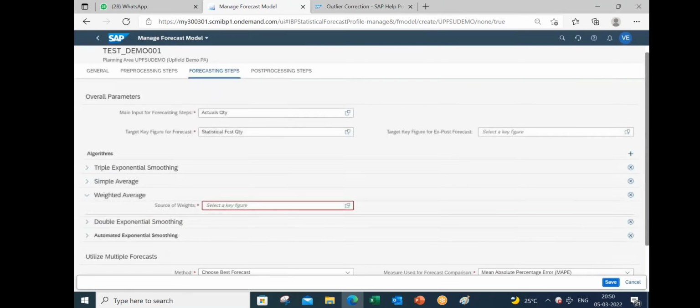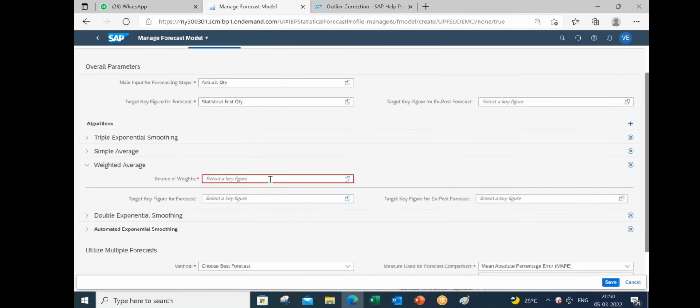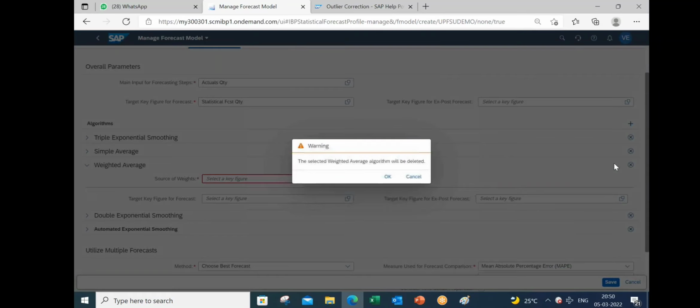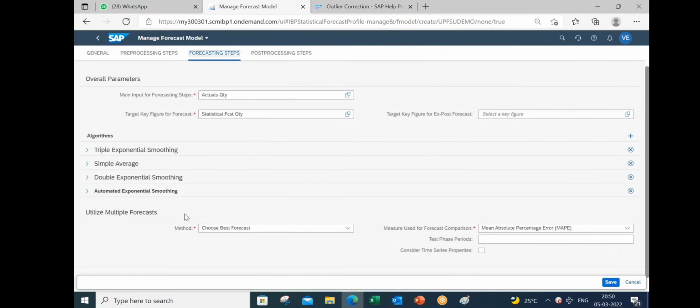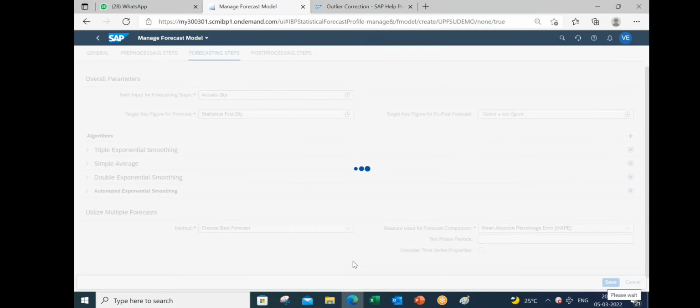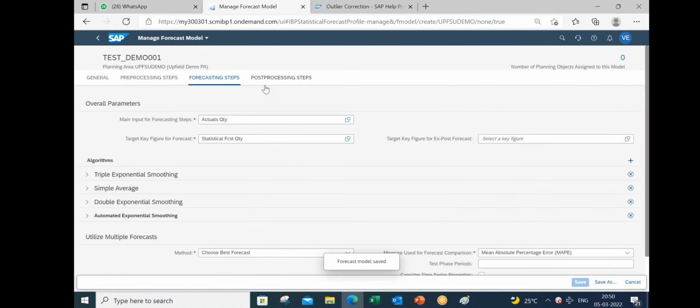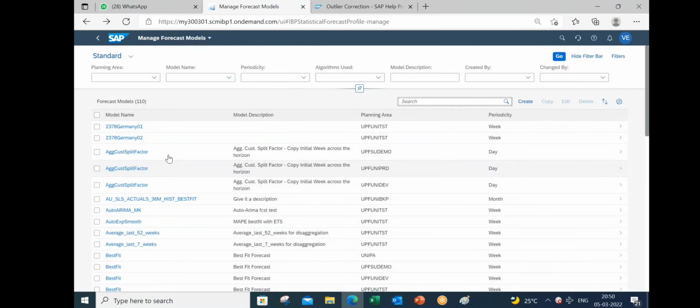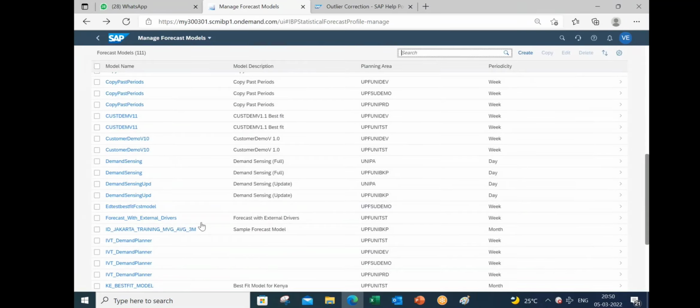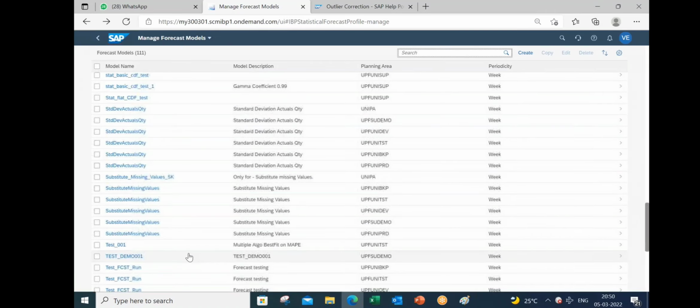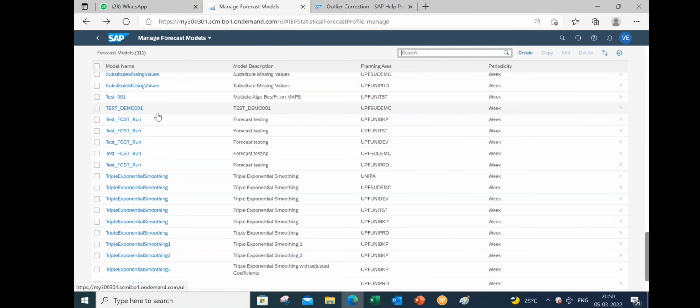So there are some errors it seems. Okay, I'll remove weighted average because I don't have weights now to give. Yeah, it got saved now. So now we have created the forecast model. So what is our forecast model? Test demo 001. Yeah. This is our forecast model. Okay. And we told it to calculate.